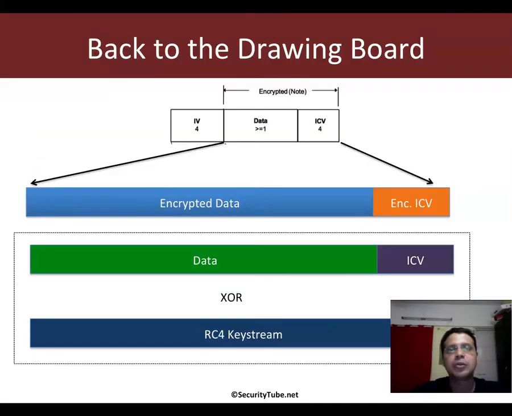So let's go back to the drawing board and revisit our little diagram of what the WEP packet looks like. Inside the encrypted part, we have the encrypted data, along with 4 bytes of the encrypted ICV. If you remember, this is nothing but a XOR operation between the RC4 key stream and the plaintext data and plaintext ICV.